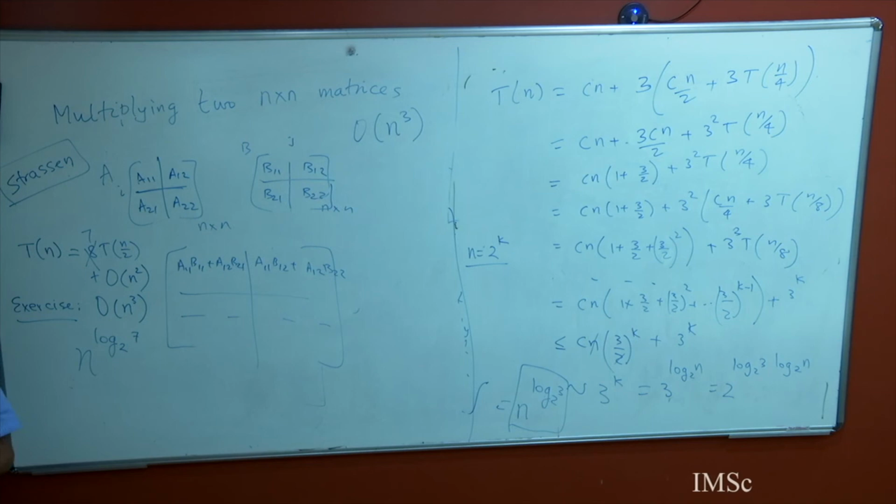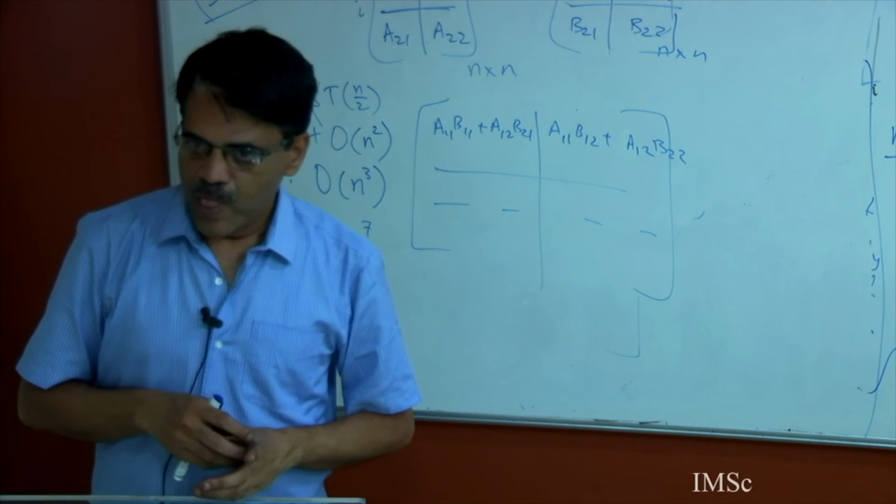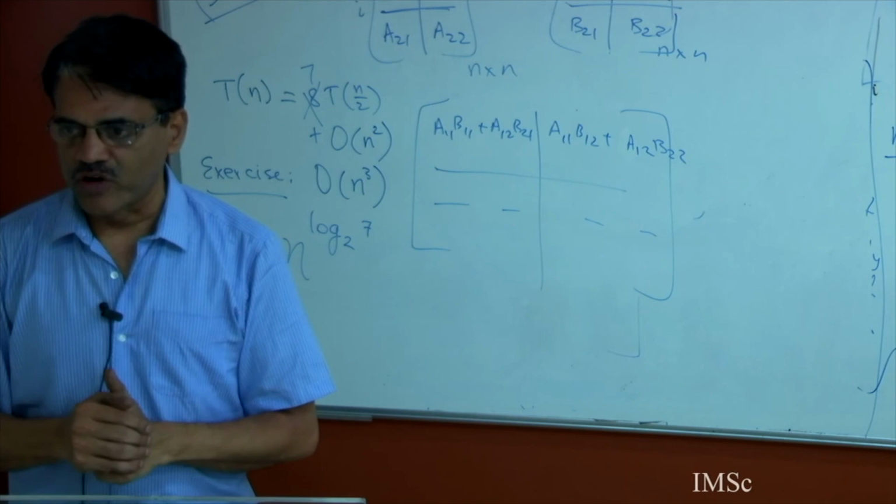Okay, so we've seen a whole bunch of examples: finding the max contiguous subarray, integer multiplication, matrix multiplication. So next time we will first talk about some general solution to this kind of a recurrence relation, and then we'll see, you know, more examples of problems using divide and conquer. Okay, stop here then. Thanks.